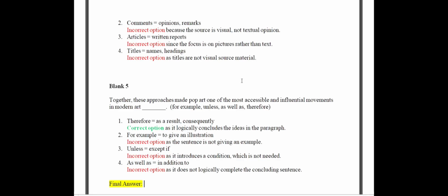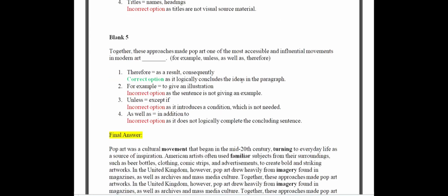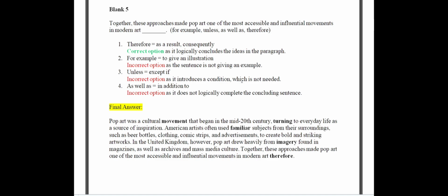Fifth blank. Together, these approaches made pop art one of the most accessible and influential movements in modern art. For example, unless, as well as, and therefore. Don't worry about what exactly should be the last word here. For example, unless, as well as, and therefore generally come at the start of the sentence. So, what exactly is here?